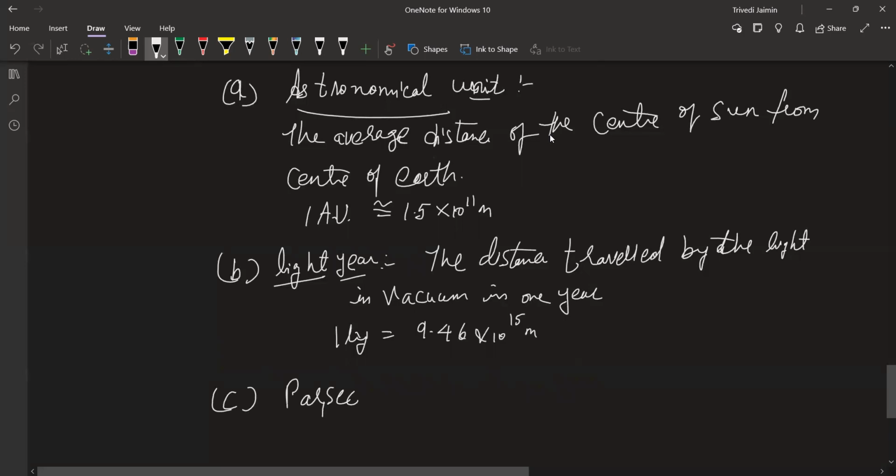Parsec. Have you heard this, parsec? It's smaller than that. It's smaller than AU, right?